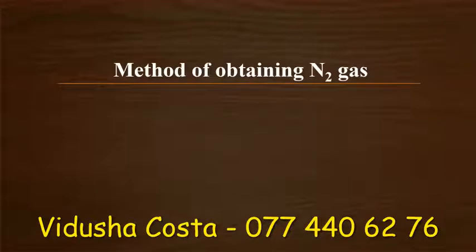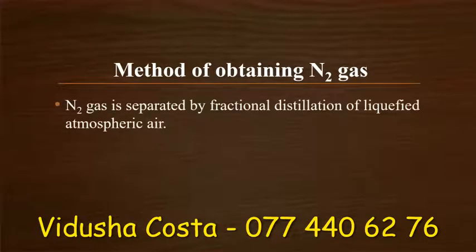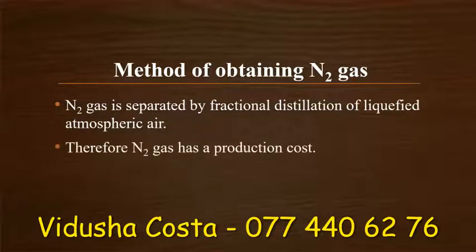Then you want to know the method of obtaining nitrogen gas. Normally, nitrogen gas is separated by fractional distillation of liquefied atmospheric air. You can liquefy atmospheric air, then by fractional distillation you can get nitrogen gas. It has a production cost, therefore nitrogen gas has a production cost.